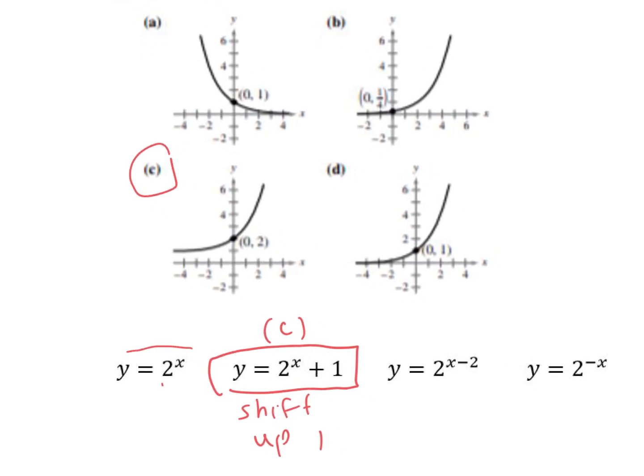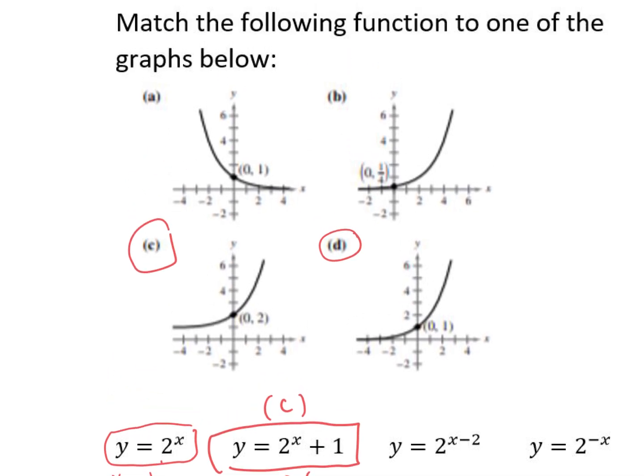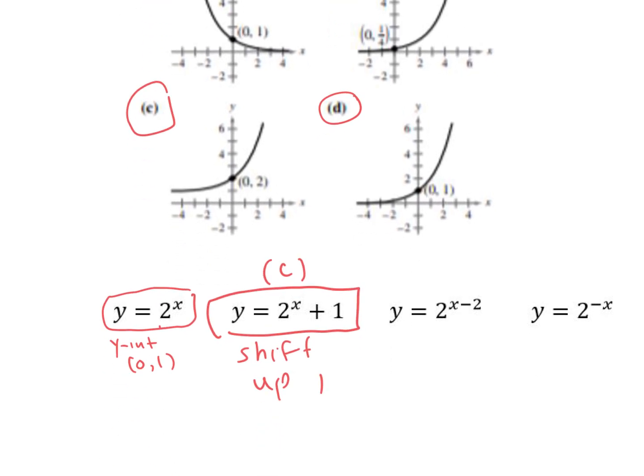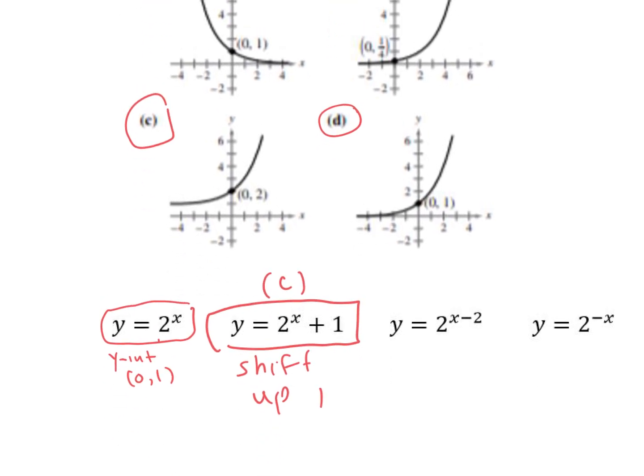This one is my basic 2 to the x, no transformations. So it should have a y-intercept at (0, 1). When I put in 2 to the 0, I get 1. So that's going to be this one. This one, A, has a y-intercept of (0, 1), but it's going downhill. So some sort of transformation has happened to that. So this one's going to be D. It's just your basic 2 to the x.